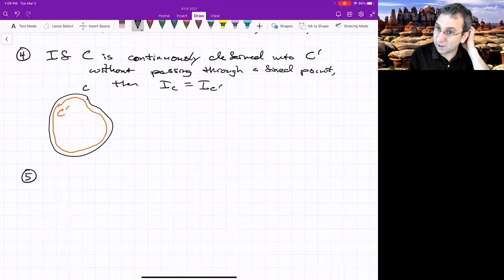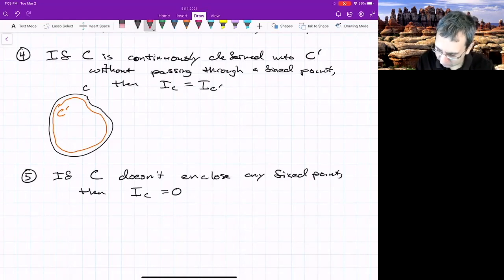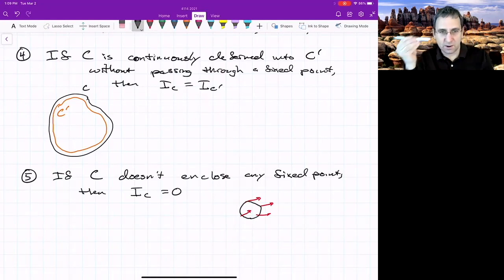Here's another property. If C doesn't enclose any fixed points, then the index is 0. And it's a lot like an example I showed up above. Let's just pick a region where there's no fixed points, so the flow is just sort of doing its thing. There's no fixed points in there. It looks like as we go around, we're not going to get any change in the vector. So that angle will not change at all.